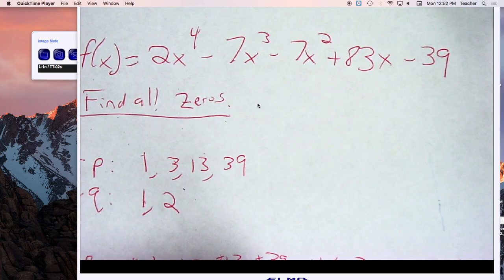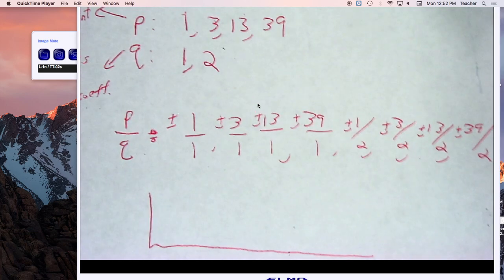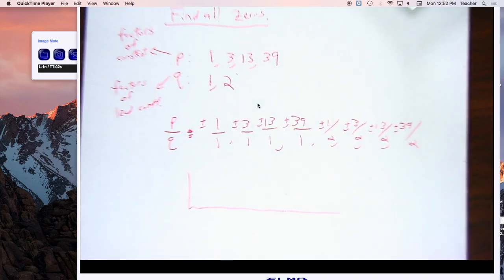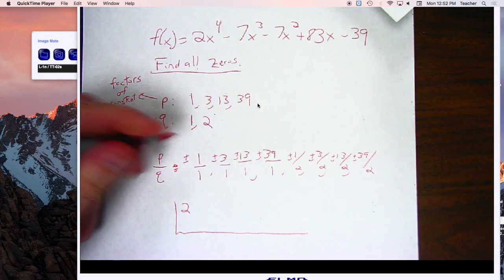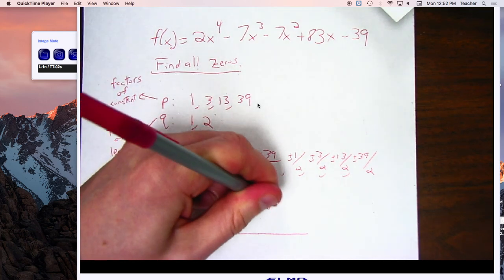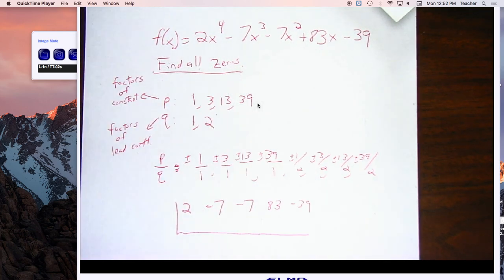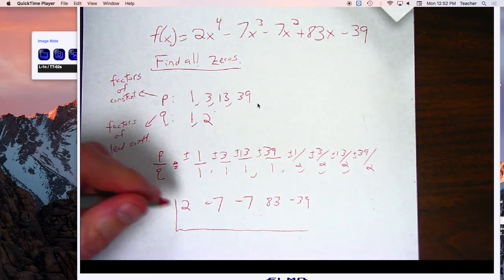So I'm going to use synthetic division. Some of you might like polynomial division. Let's just zoom out here for a second. I'm going to write my coefficients down: 2, -7, -7, 83, and -39. And then out in front, I put the number that I think is a 0.